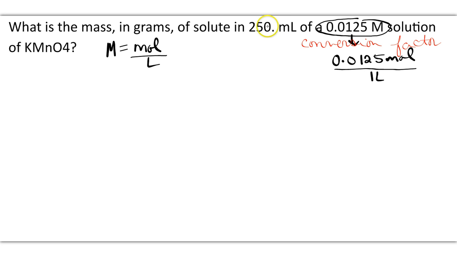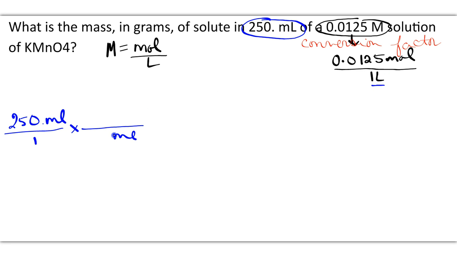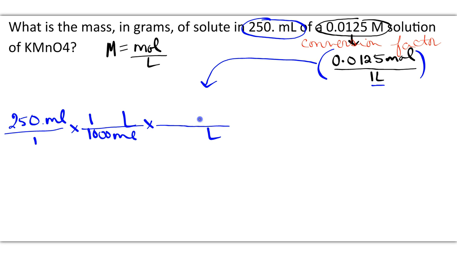And so we will start with 250 milliliters of our solution. So 250 milliliters over 1 times draw line. We need to get to the point where we can insert this conversion factor into our problem. So right now we're trying to get to liters. So I'll bring down milliliter, go to liter. 1 liter equals 1,000 milliliters times draw line. Now that I've brought down liter, I can actually use this in my problem as a conversion factor right here, where I go from liters to moles by using 1 liter equals 0.0125 moles.